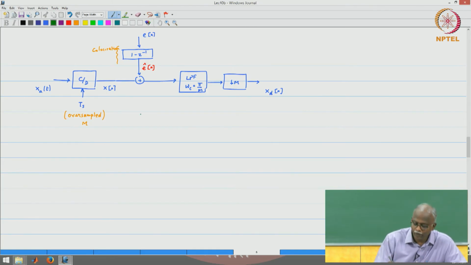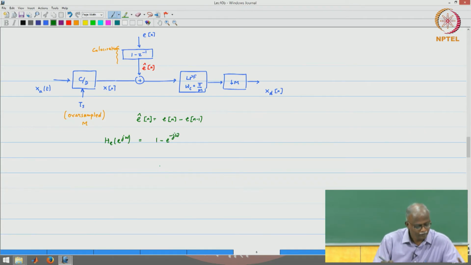Now, very quickly, what is the type of coloration that we have introduced? E hat of n is equal to E of n minus E of n minus 1, like a first order difference is what you are doing. Okay. So, if I were to write this as a filter H_e of e to the j omega, this will be equal to 1 minus e to the power minus j omega. Do a little bit of simplification, e to the power minus j omega by 2, and what you will get within the bracket is 2j sine omega by 2, okay.